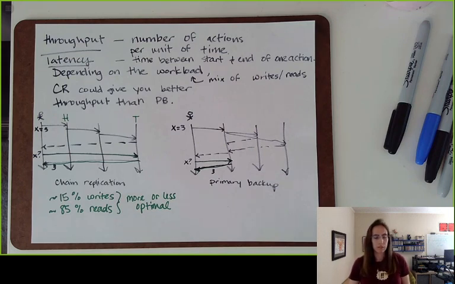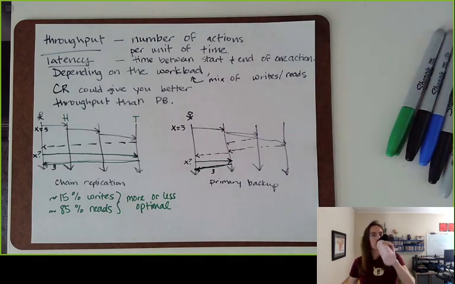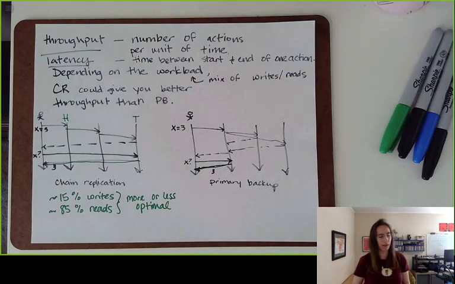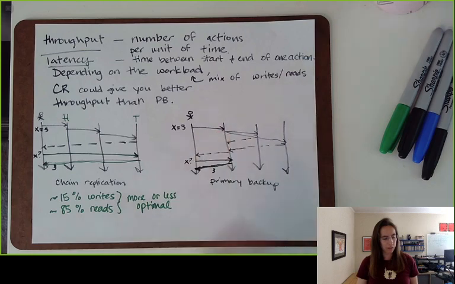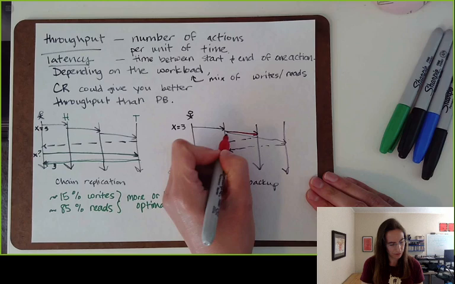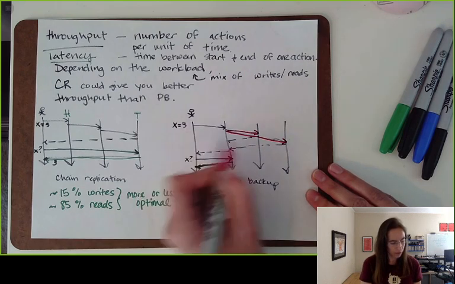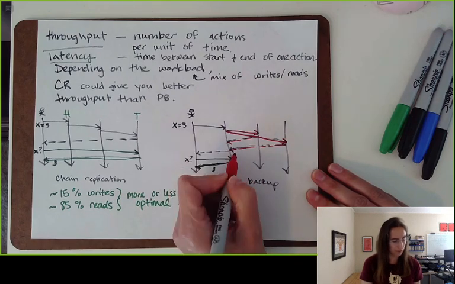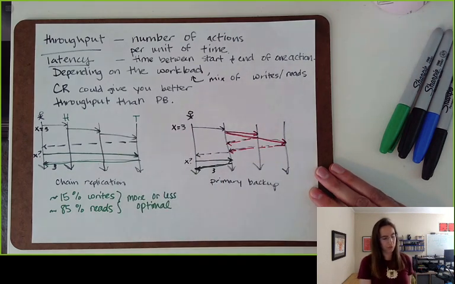What about write latency? So somebody made a really good comment a little while ago in chat. They mentioned parallelism. Yeah. So in primary backup, if the client does a write and it gets to the primary, it is going to broadcast that message at the same time out to every one of these backups. And these backups are going to process that write in parallel and acknowledge the primary in parallel. So how long does the client have to wait?